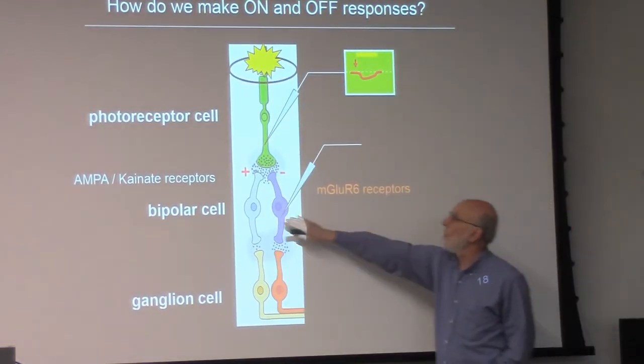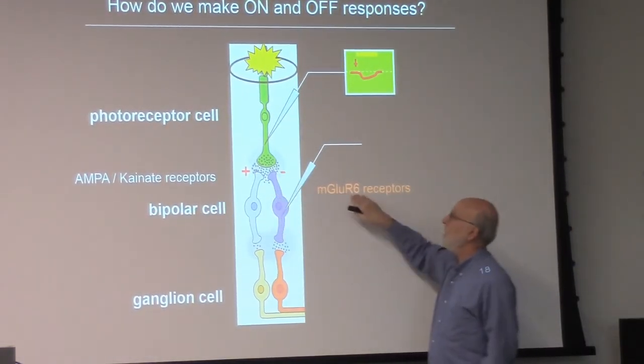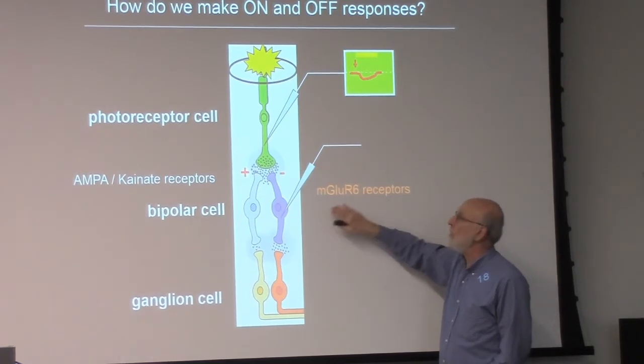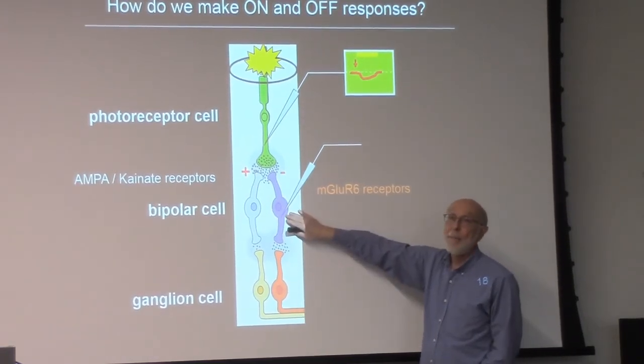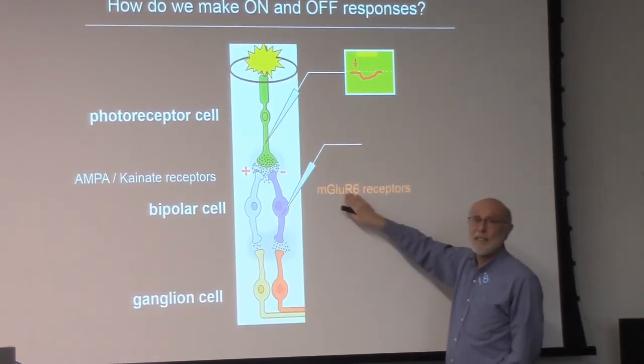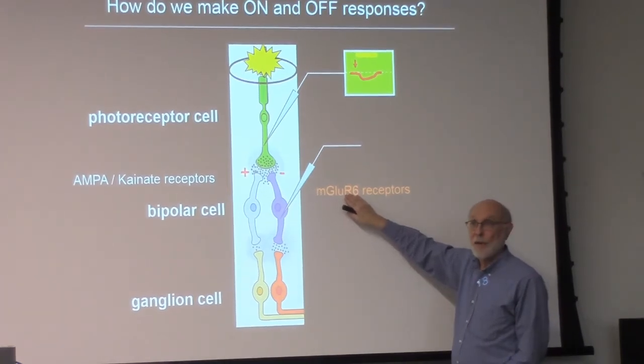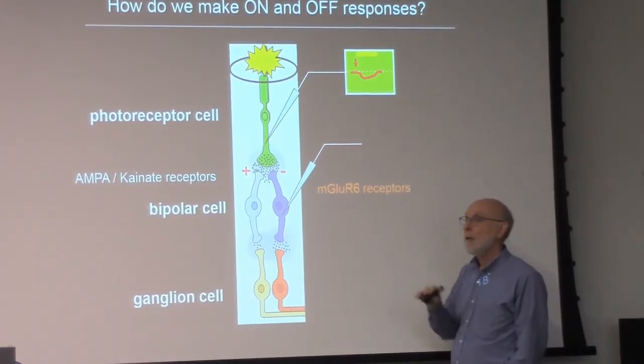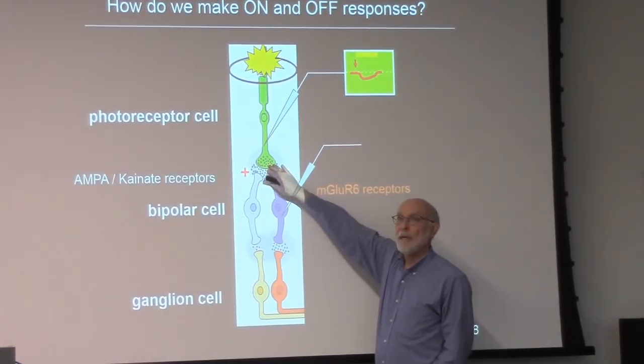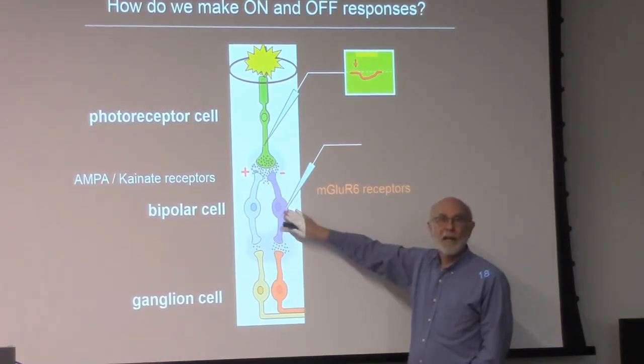Let's record from this one. This is a bipolar cell that expresses an inhibitory glutamate receptor. Let's see if you can predict this. Decreased release of glutamate is going to cause what electrical change in this cell?